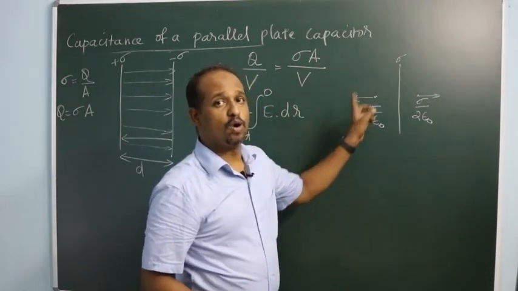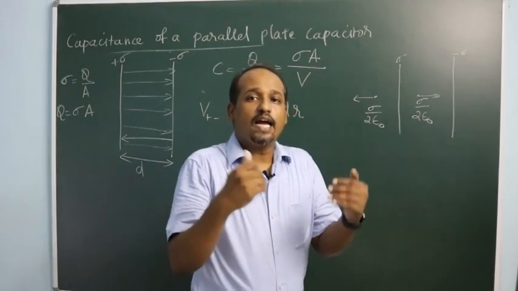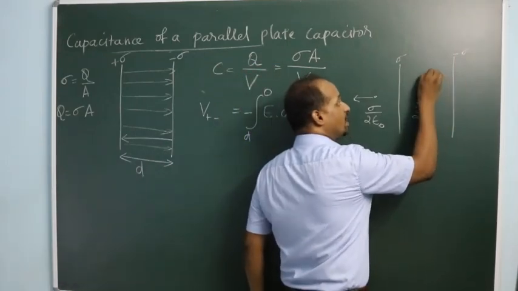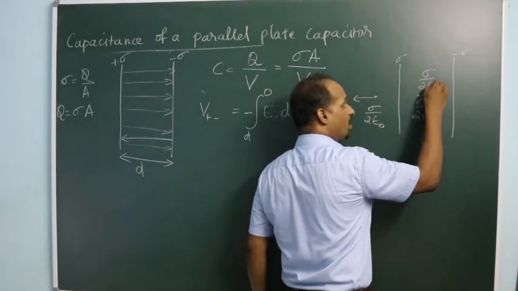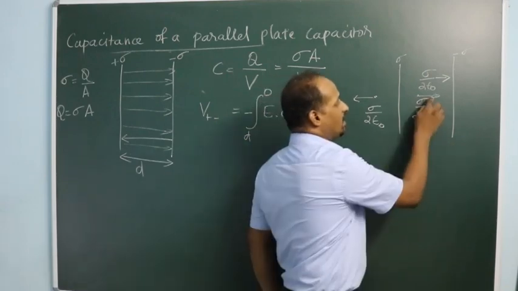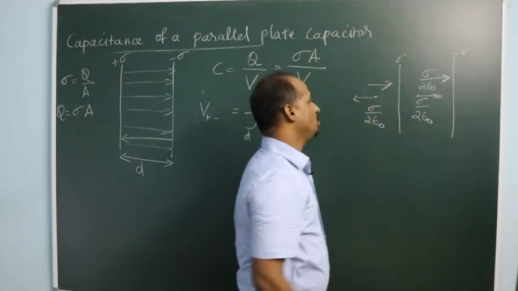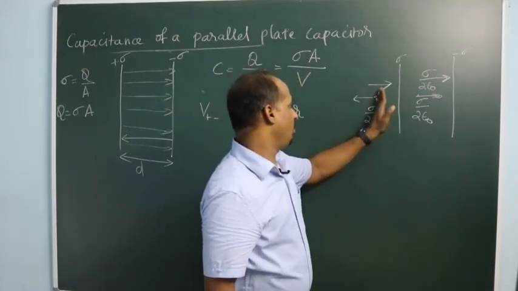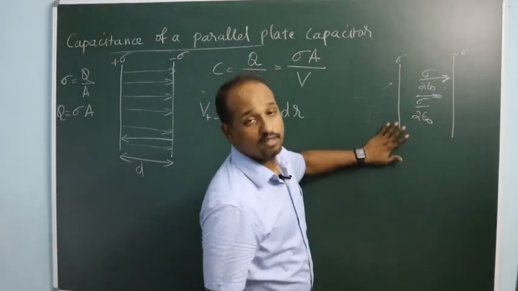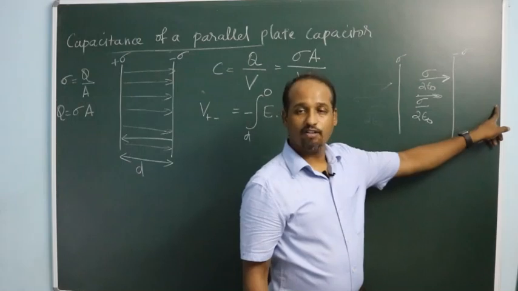But if you keep one more sheet of charge density minus sigma, minus sigma means it's a negative plate. All the lines of force are coming toward the sheet. Because of this sheet, there will be an additional sigma by 2 epsilon naught electric field. Because it is negative, that electric field will be directed towards the sheet. Between the sheets, the electric fields are in the same direction. But outside, at this point, the electric field from this sheet will be to the left and this sheet's electric field will be to the right. Hence, the electric field at a point outside the sheets will be 0. On this side also it will be 0.